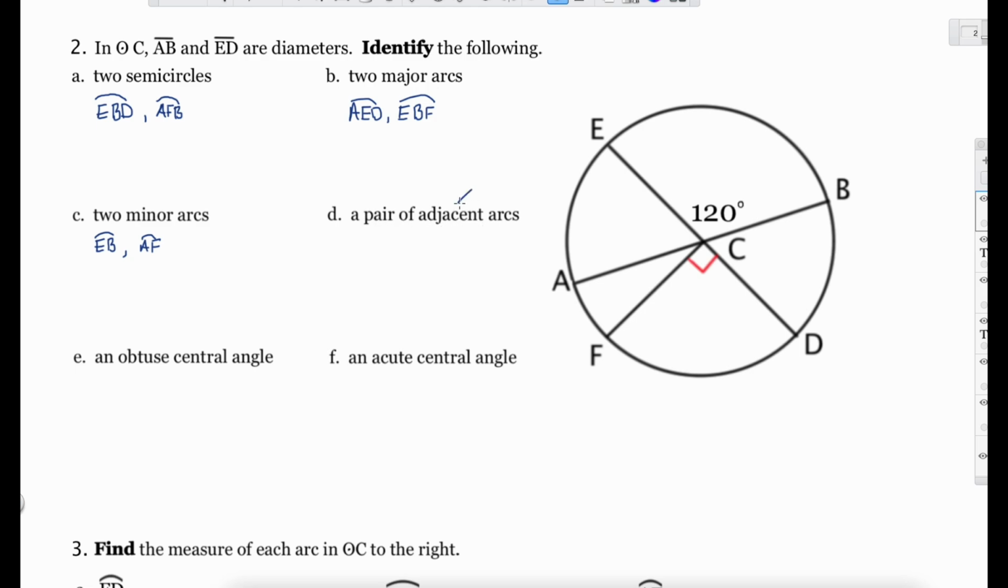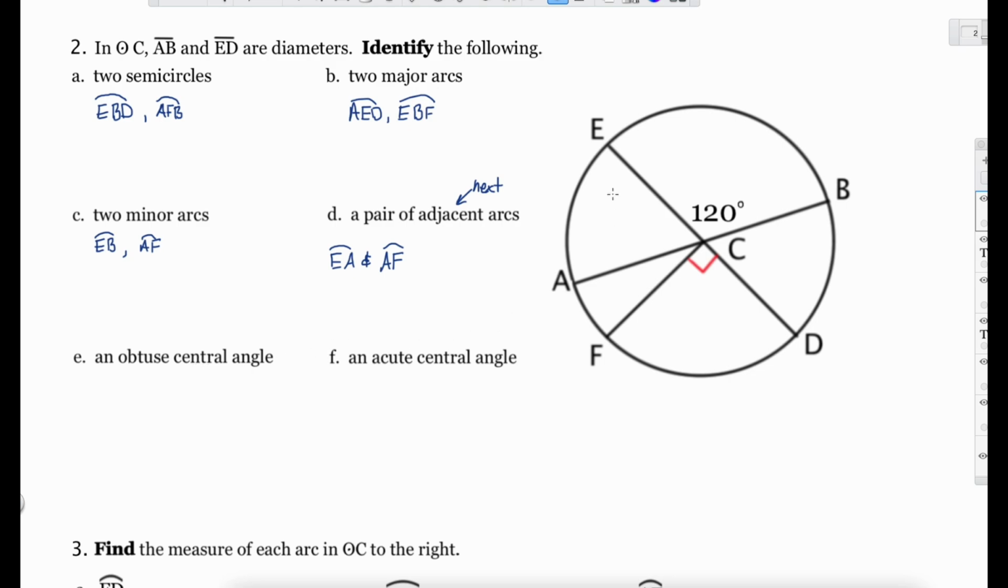A pair of adjacent arcs. Adjacent means next to. They share the same endpoint and they don't overlap. So how about arc EA and AF. They both have the same endpoint A, and they're adjacent to each other.